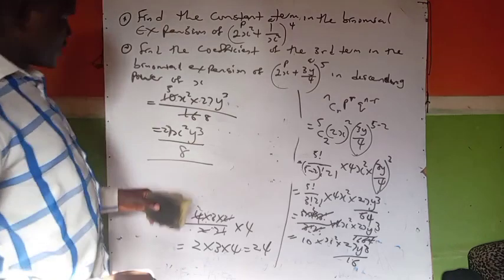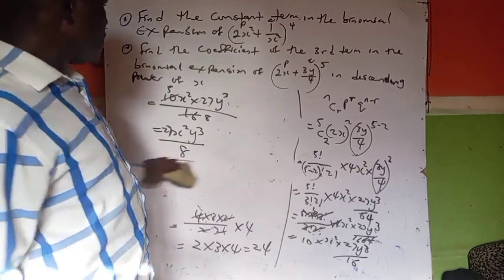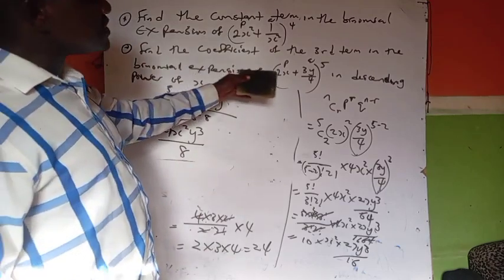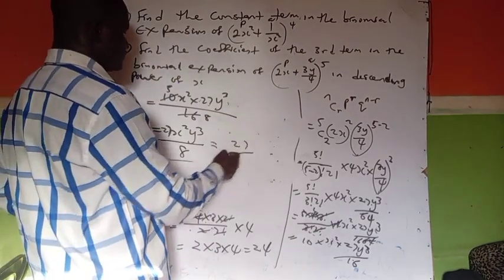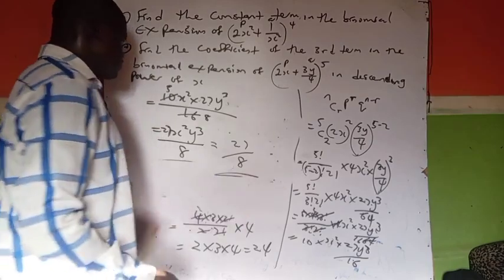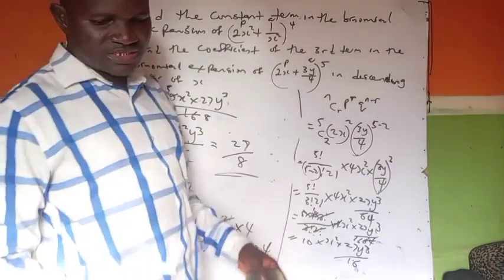So that's it. Okay. So what they ask to find is what? They ask to find the coefficients of the third term. So the coefficient of the third term is what? 27 over 8. So that's it. So this is the third term. So the coefficient of the third term is 27 over 8.